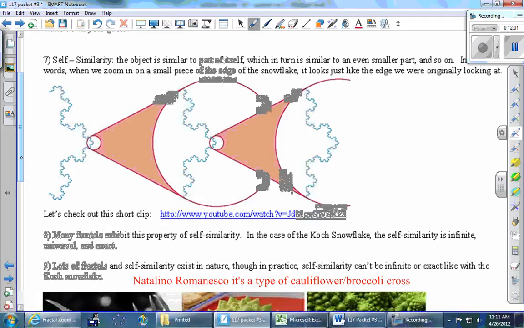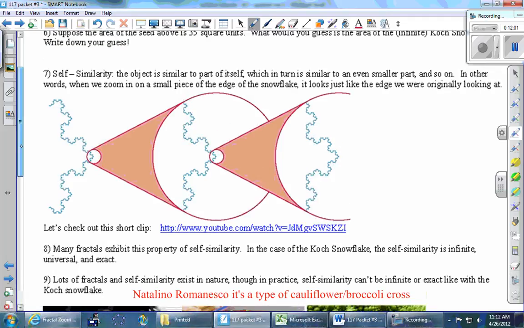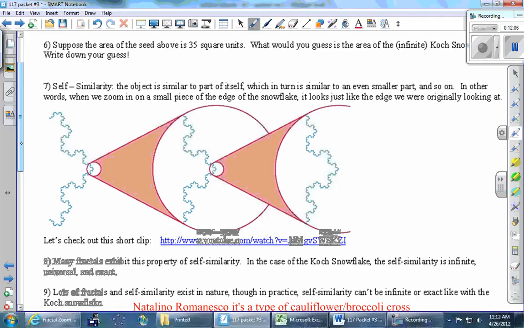Similar, but an even smaller part, and so on. In other words, when we zoom in on a small piece of the edge of the snowflake, it just looks like what we're looking at to begin with. Okay, so this is quite strange, but it's true.